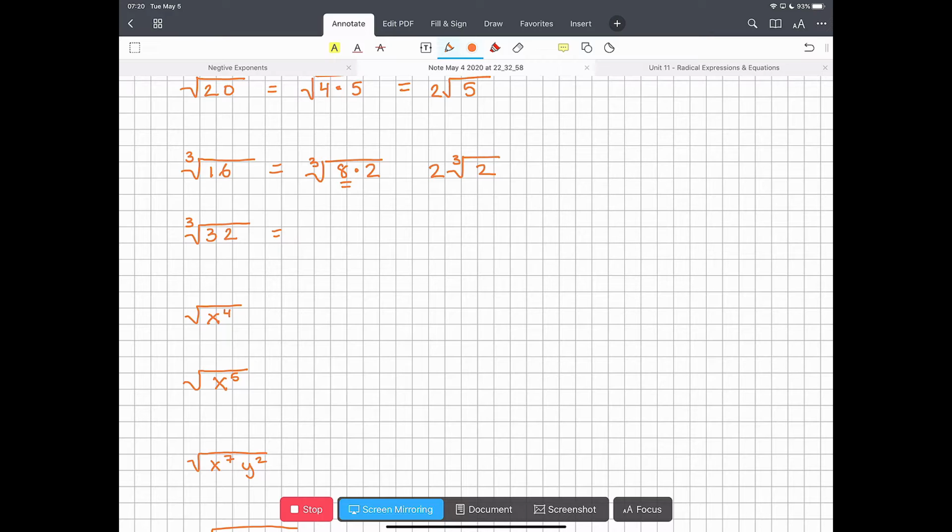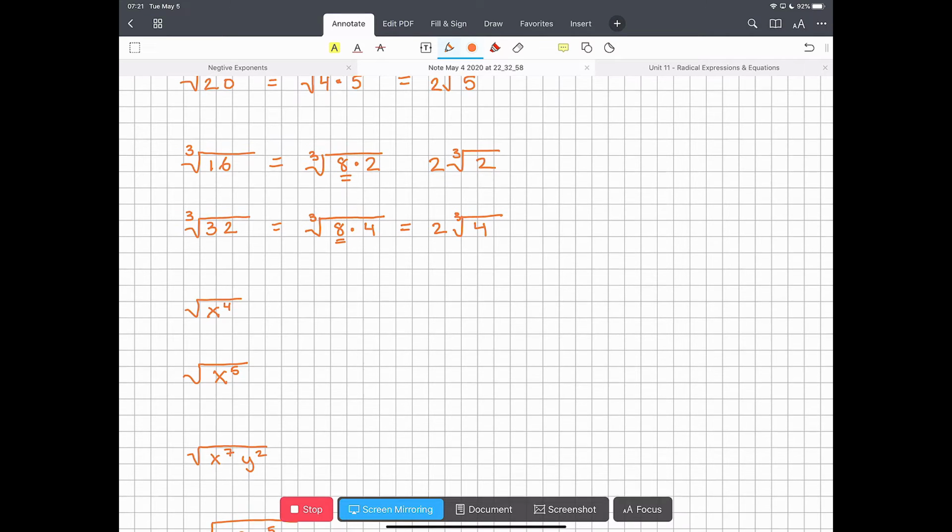Let's try it again now with the cube root of 32. So I'm looking for the greatest perfect cube that is a factor of 32. And in this case, it's going to be 8 again. 8 times 4. So 32 can be rewritten as 8 times 4, where 8 is the greatest perfect cube that is a factor. And when we simplify this, the cube root of 8 is 2. And I'm left with 2 times the cube root of 4.